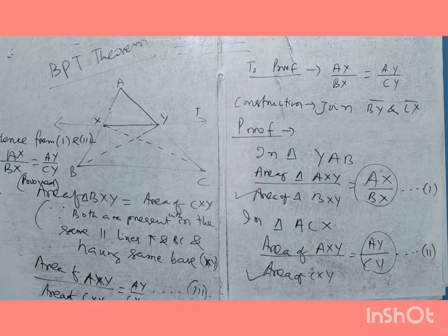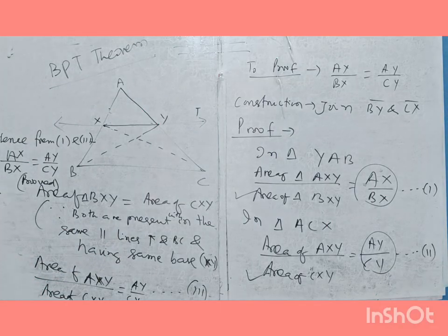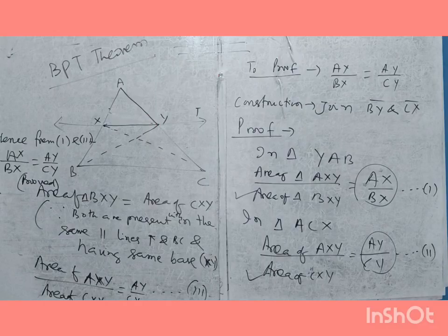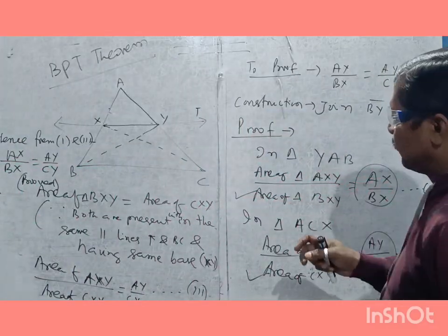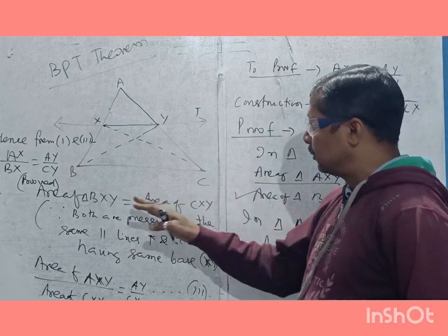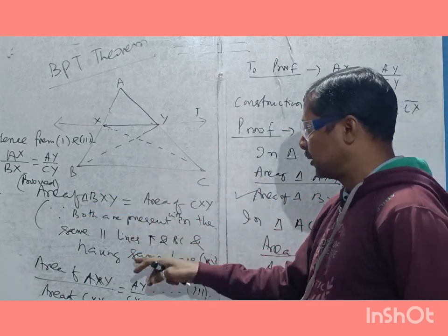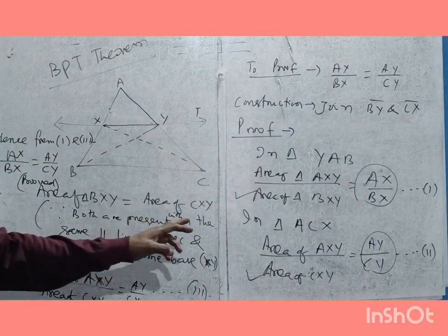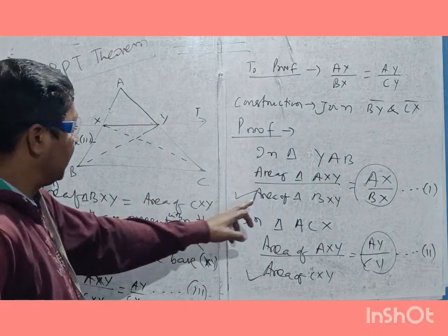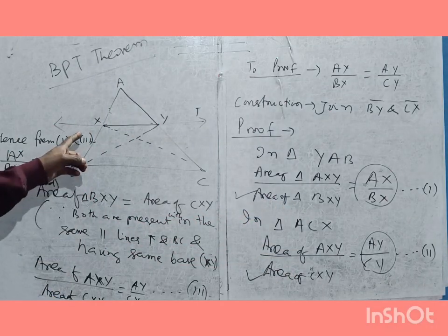Okay. At what point are you facing difficulty? Tell me. After making the area of this one equal to area of CXY, having this part explained, you can write, instead of BXY, I can write CXY. Okay, AXY by CXY.